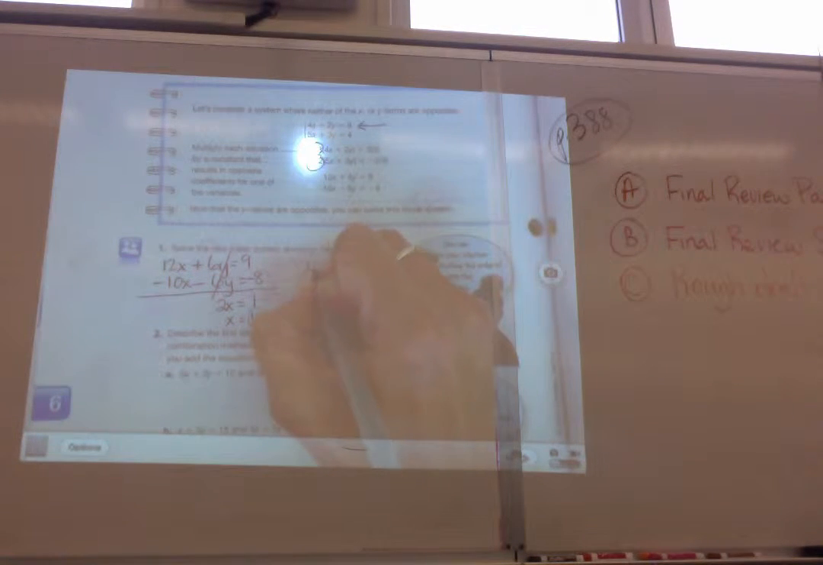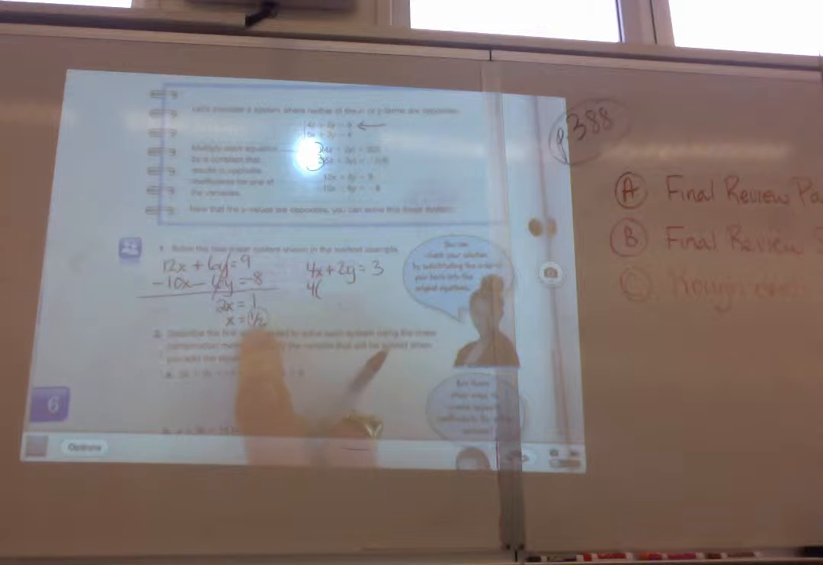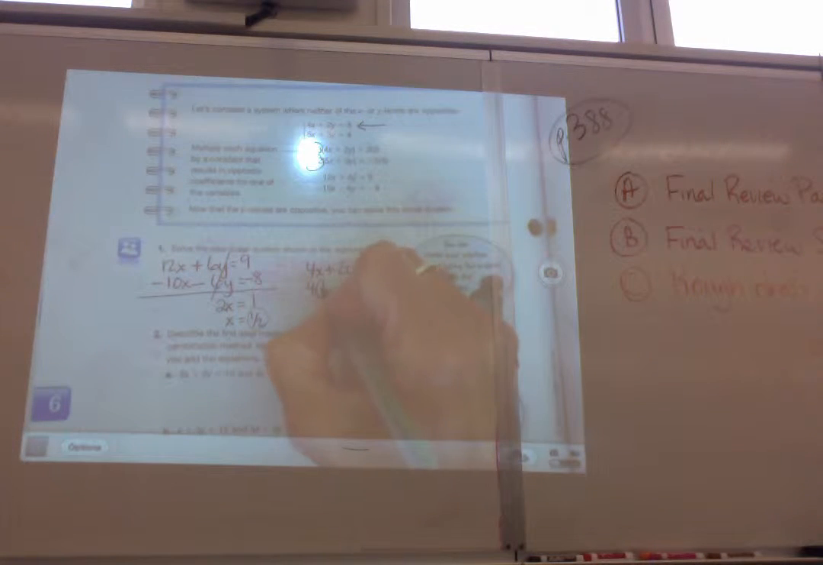So I'm going to go 4x plus 2y equals 3. I'm going to replace the x with what we found for x, 1/2. Good, Brody's on it. 4 times 1/2, or 1/2 of 4, is 2. Thank you, Jerry, for confirming that.